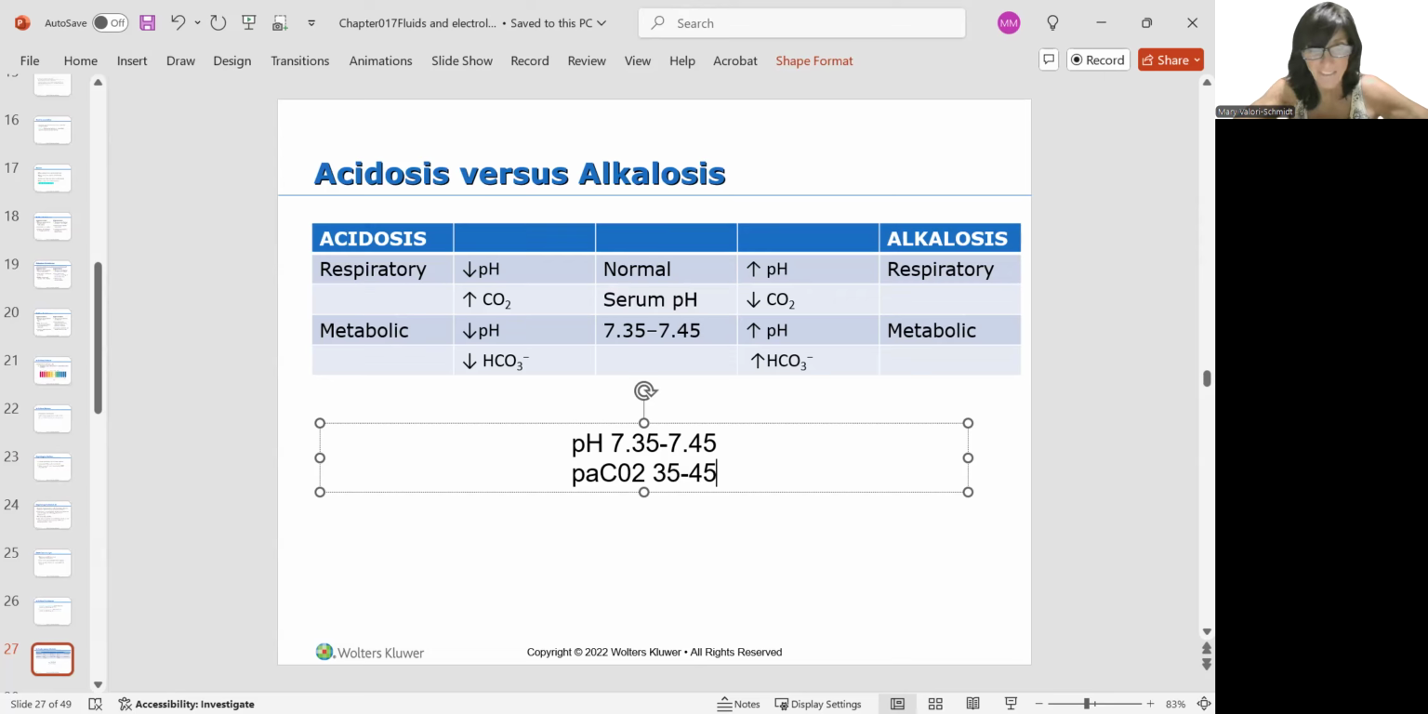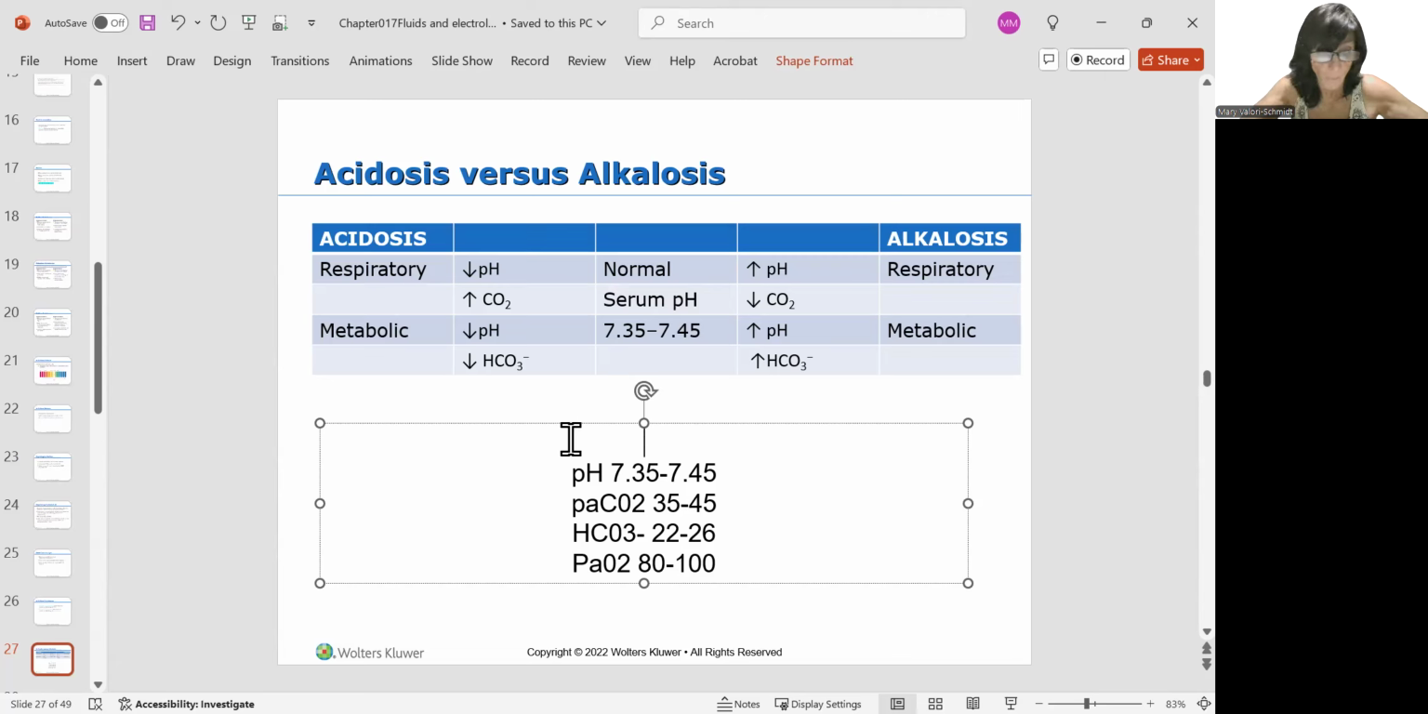See how the numbers kind of look the same? That's how you memorize them. The bicarbonate, which is the HCO3 negative, should be 22 to 26. And the partial pressure of oxygen should be 80 to 100. Those are normal ABGs, and they are the same at every lab in every country in the world, right? Period, end of story. So now you've got what the norms are. You're welcome.